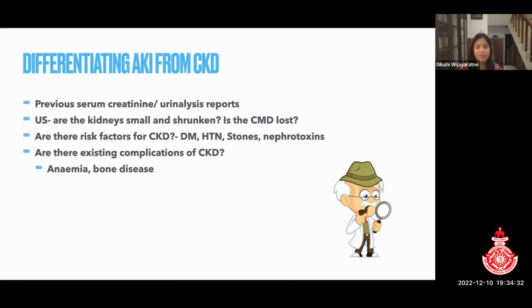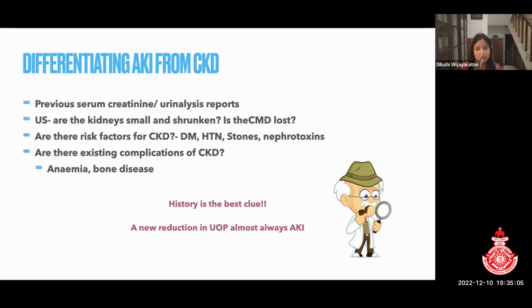And if there are existing complications of CKD, again, that is helpful. So if there's anemia or bone disease, it could be CKD. If there's severe kidney disease, or rather if the creatinine is very high and none of these are there, then it is less likely to be CKD. So for example, if you have a patient coming with creatinine of 8 and the HB is 12, then it's much more likely to be AKI.